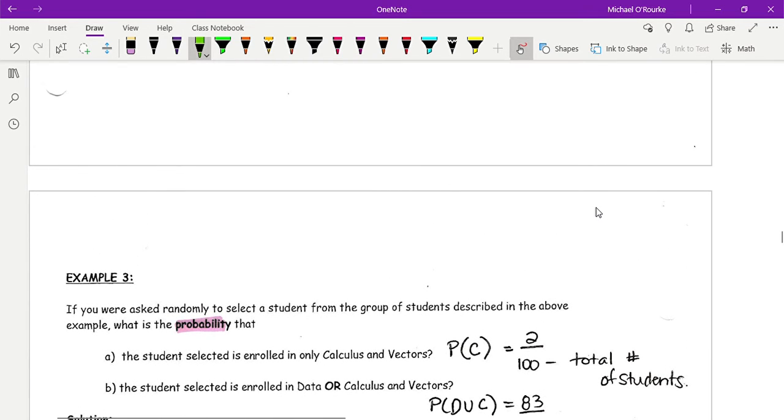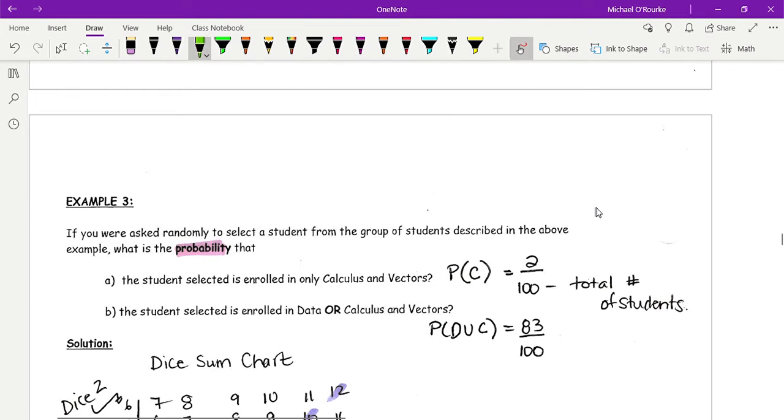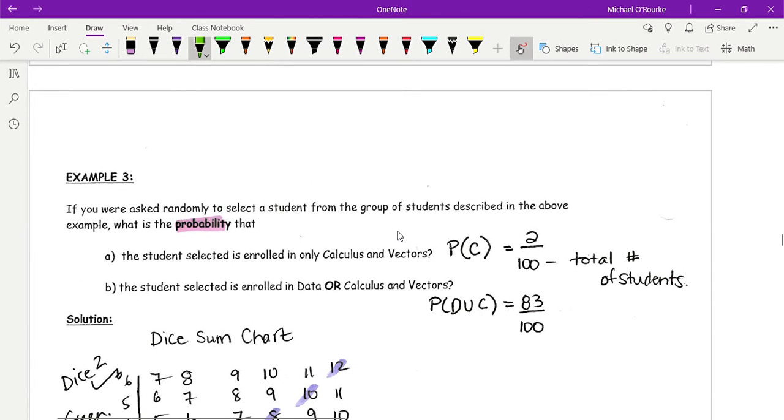So if we keep going here, if we randomly selected a student from a group of students, what would be the probability that the student selected is enrolled only in calculus? Well, we did that one. How many students are only enrolled in calculus? Only in calculus was two. So two over, right? We had two successes. How many total options are there of students to pick from? 100 total students were surveyed. Why did we get 83? No, this is the first question, how many are only in calculus and vectors.